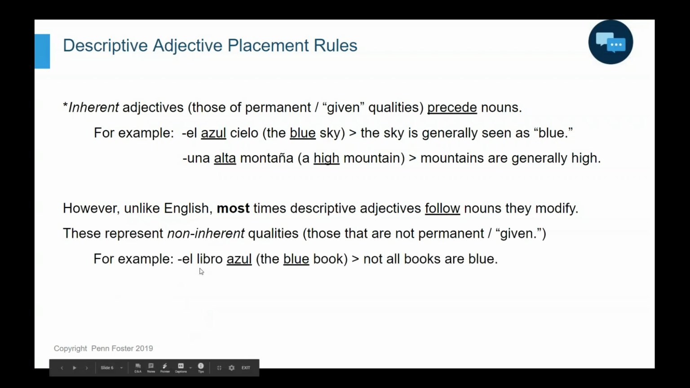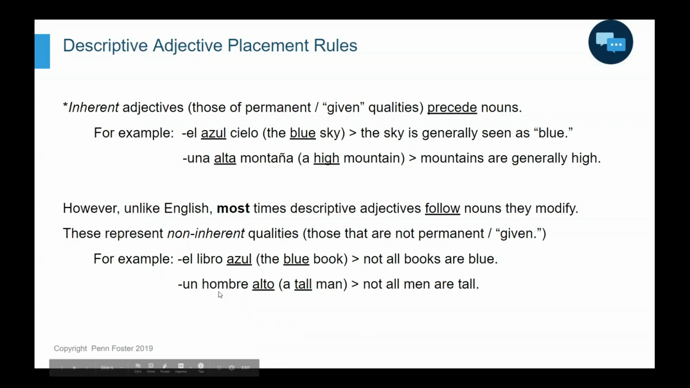So our examples here, el libro azul, we see that the adjective comes after the noun libro. Not all books are blue, as it mentions there. You could have a red book, a yellow book, an old book, a new book, a lot of different adjectives there. Un hombre alto, we know that not all men are tall. So in this case, again, a non-inherent adjective will follow the noun.